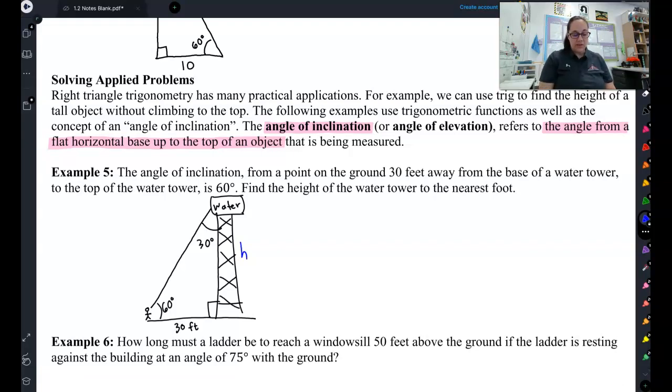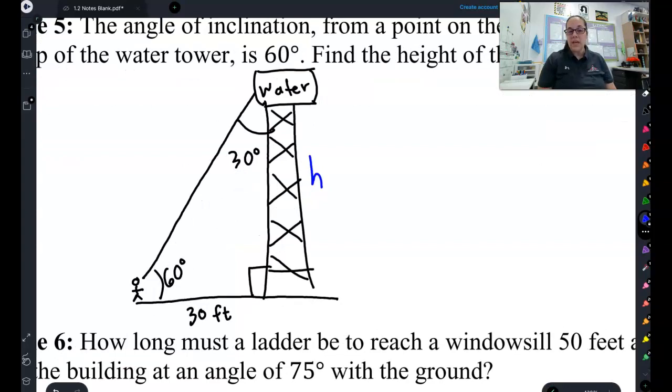So this is a 30, 60, 90. Once again, you can practice your patterns. So what I want you to do is pause the video, and I actually want you to put in this side and this side just to practice your patterns. And then whatever this is, if you need to, put it in your calculator so you can round to the nearest foot of how tall the water tower is. Pause the video, try that out, and then come back.